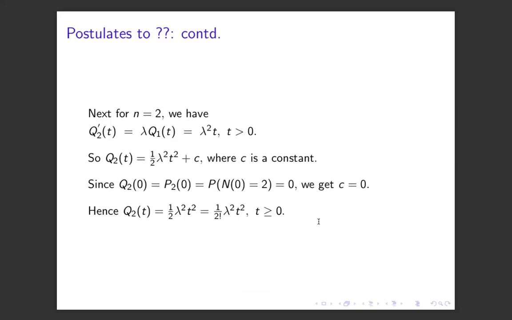So one easily gets that Q2 is half lambda squared t squared plus a constant. As before, to find what this constant c is, one uses the information P2 of 0 is probability N0 equal to 2, and that is 0, we know. So one gets this little c is 0. So Q2 of t is half lambda squared t squared.